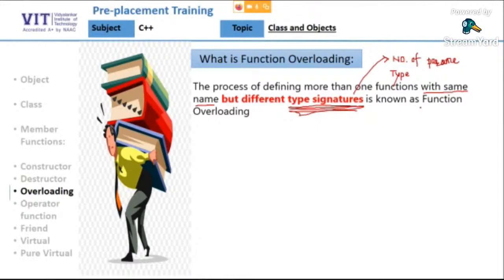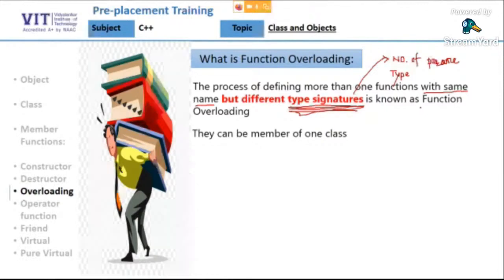So the process of defining more than one function with the same name but different type signatures is known as function overloading. Basically, we want to have many functions with the same name in our program, and they can be members of one class. Why am I giving this point? Because when we go to function overriding, the things are the same in that we should have functions with the same name, but they cannot be present inside the same class. They have to be present in different classes along with the concept of inheritance.